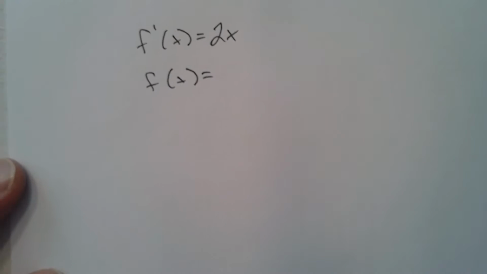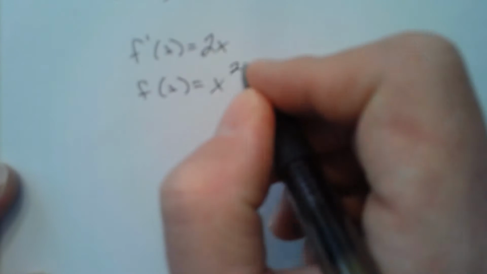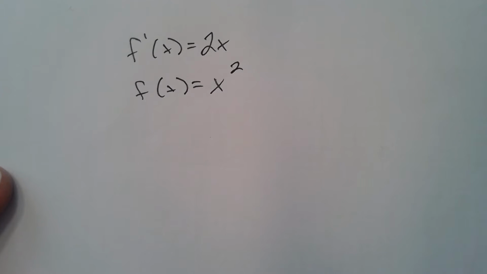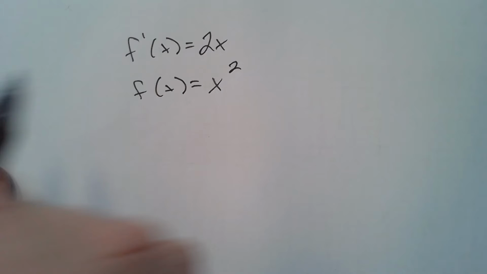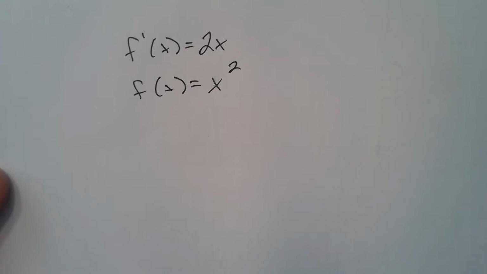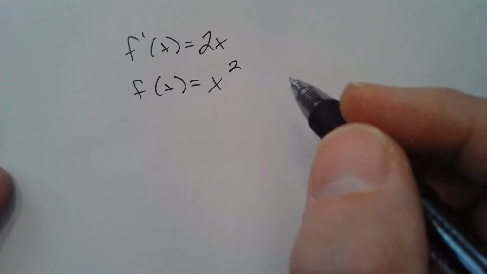Anybody know it? X squared. Good, x squared. Now is that the only original function whose derivative is 2x? Can somebody think of a different one that has the same derivative 2x? X squared plus 1. Excellent. X squared plus 1. X squared plus 2.